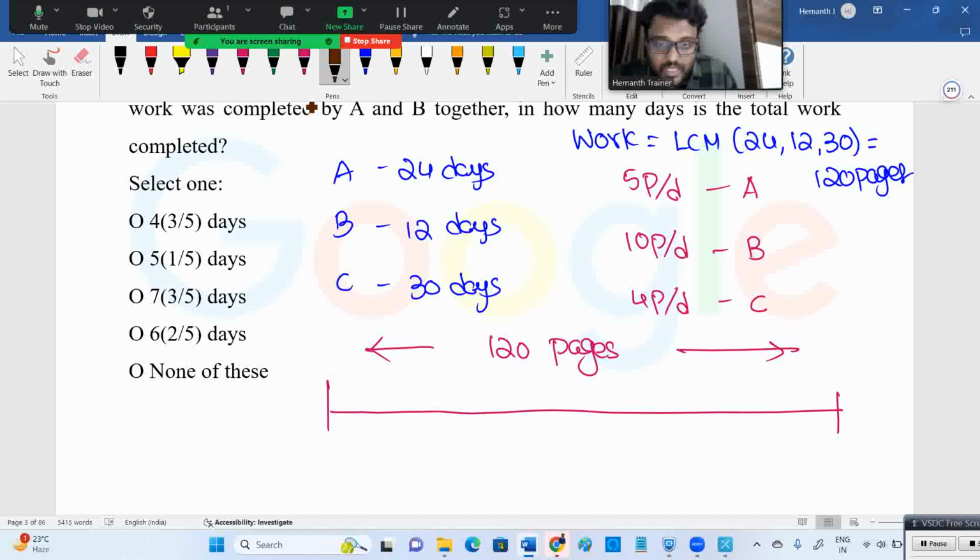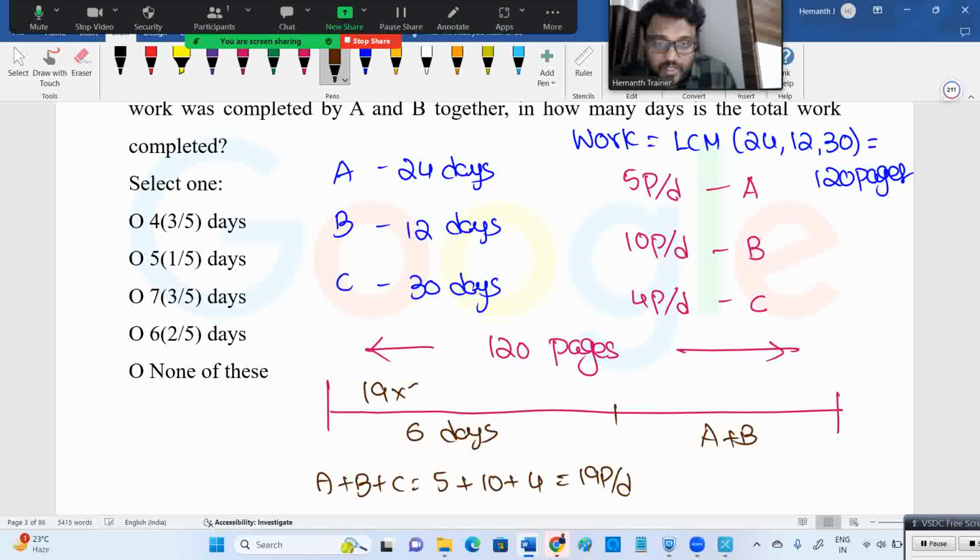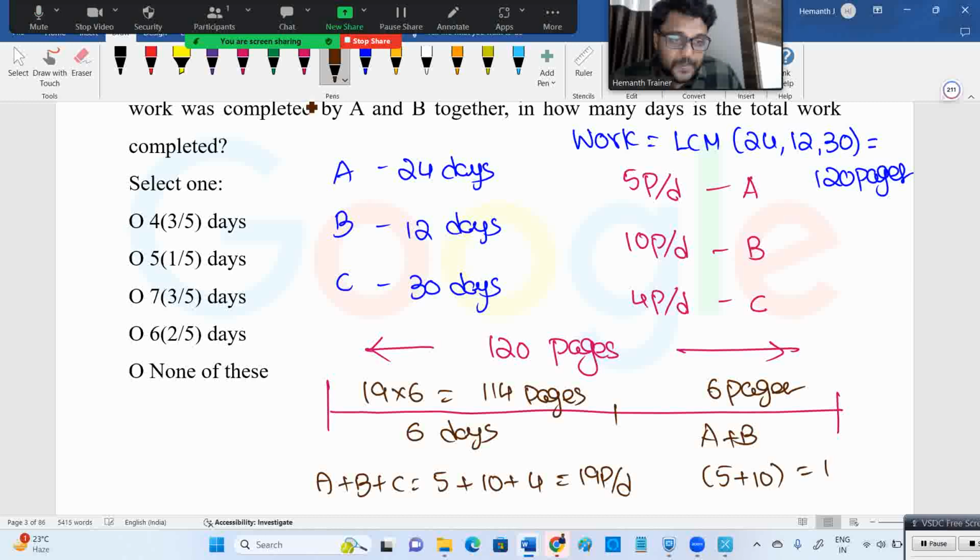Here, initially, all three people are working for 6 days. Then C left, only A and B are there. When all three people are working, A can type 5 pages per day, B 10, C 4, that means 19 pages they are typing per day. 6 days means 19 into 6, 114 pages are typed. Now only 6 pages are left. That should be typed by A and B. A can type 5, B can type 10, and the work is 6 pages.